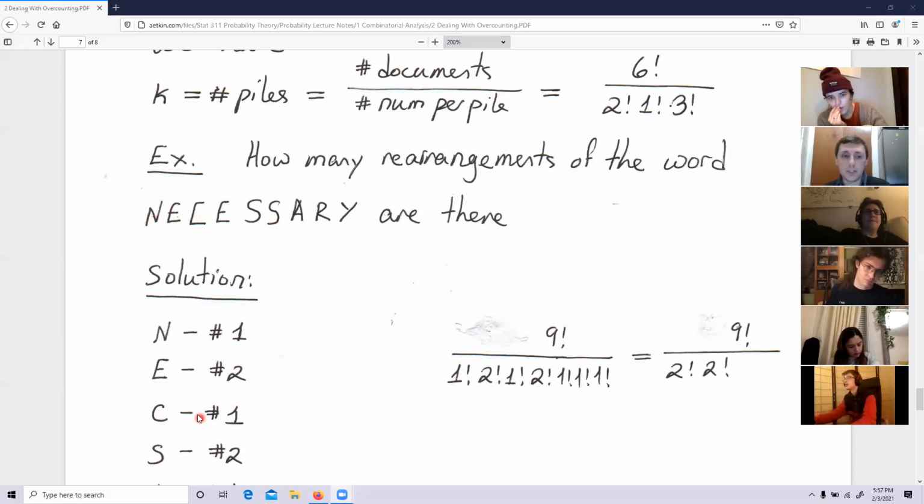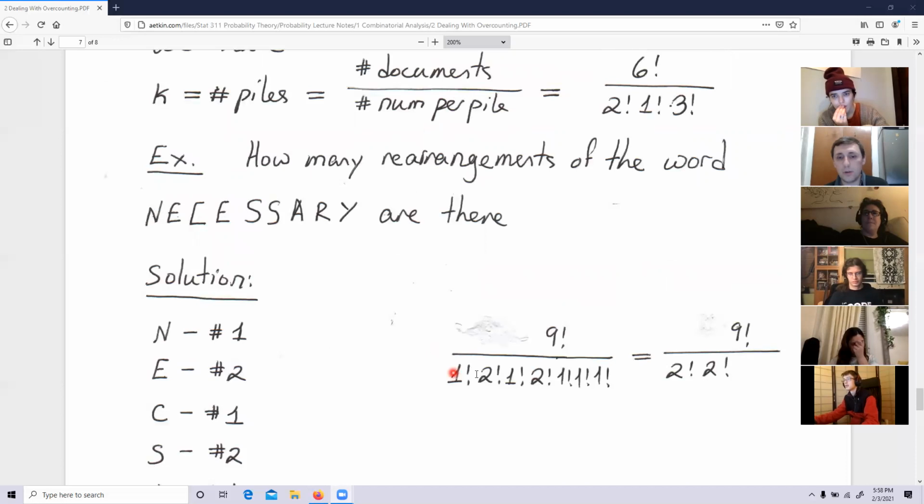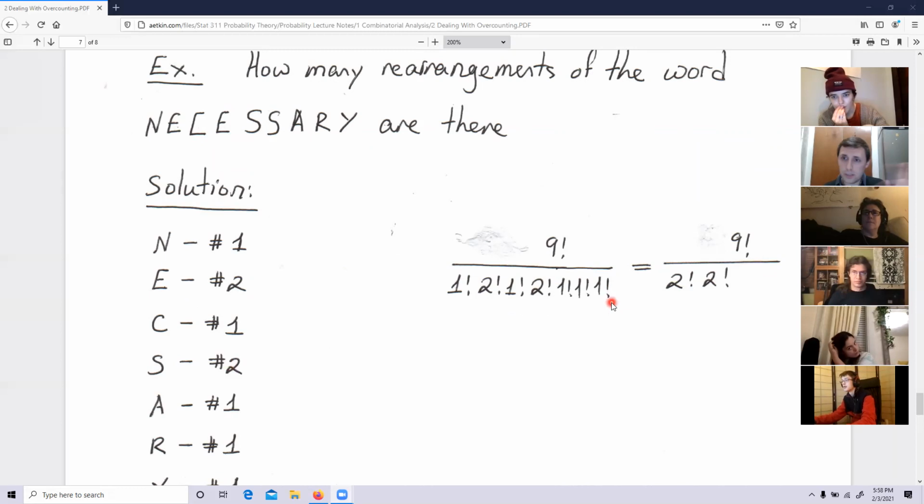But changing the places of the E's among themselves does not affect the outcome. Changing the S's among themselves does not affect the outcome. So it will be 9 factorial divided by 1 factorial, 2 factorial, 1 factorial, which of course the 1 factorials you can omit, and your final solution is 9 factorial over 2 factorial, 2 factorial. Good? Not confused, yes, guys? You're all good.